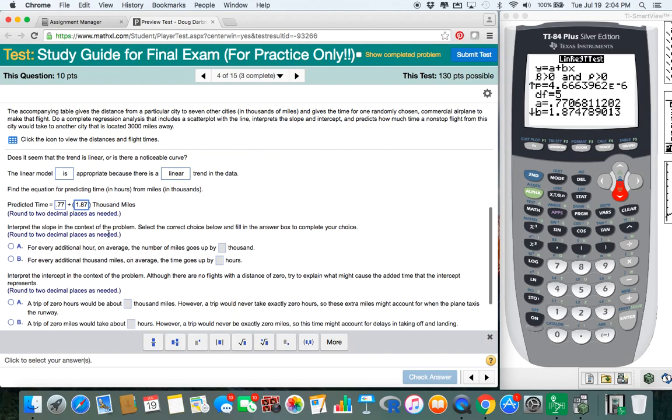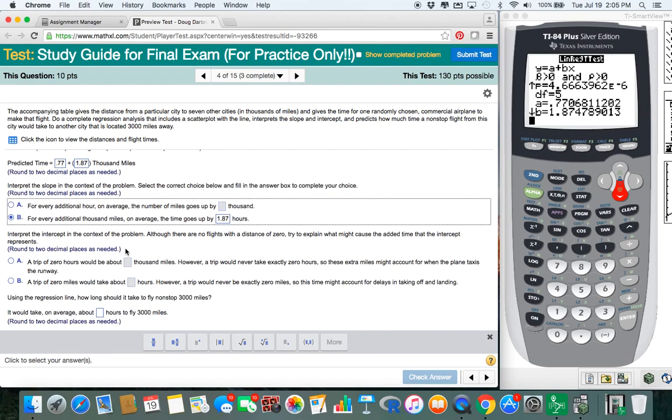All right, interpret the slope. The slope just tells me that as I increase x 1 unit, and x in this case is the distance from a particular city to another city, so for each additional 1,000 miles, not every additional hour, that's my y value. So the time goes up by the slope, which is 1.87. Guys, remember that the slope focuses on one additional unit on the x, and it predicts what our change will be on the y.